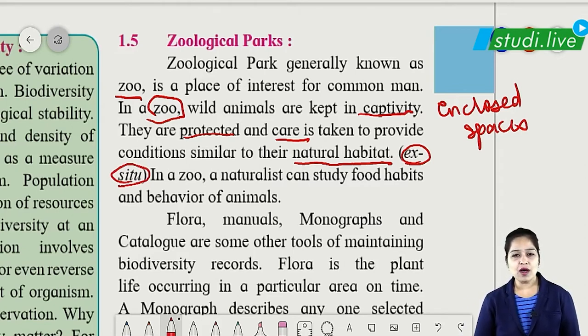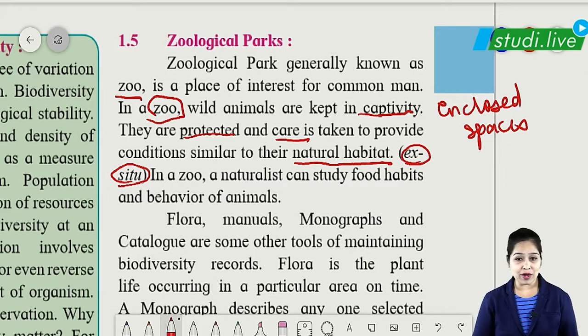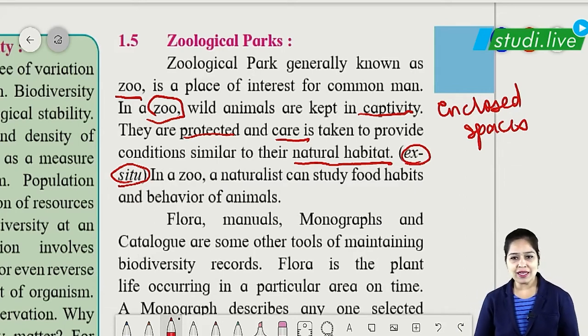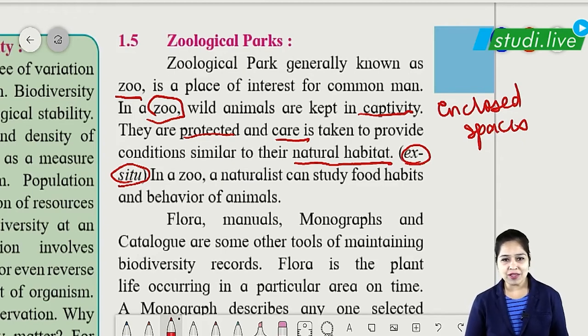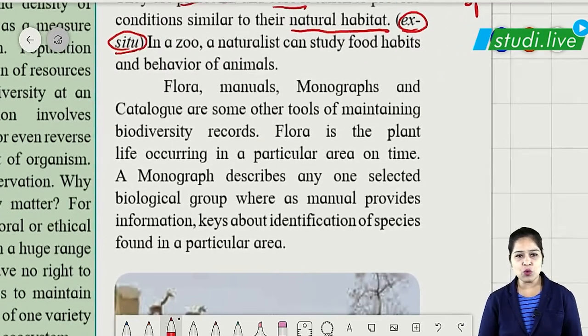In a zoo, a naturalist can study the food habits and behavior of animals, which is difficult to understand in a jungle or in a national park. So in a zoo, we can study these food habits and behavior of animals. After we complete this, we have to see what a monograph is.